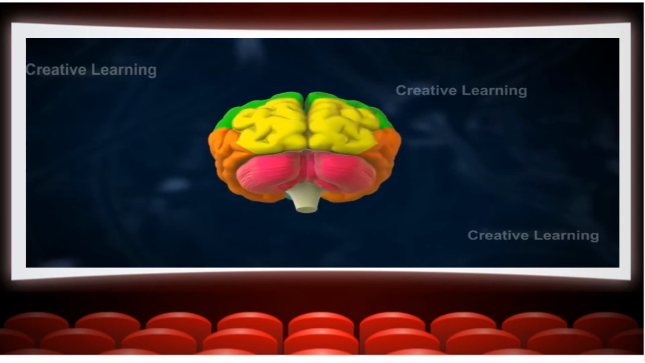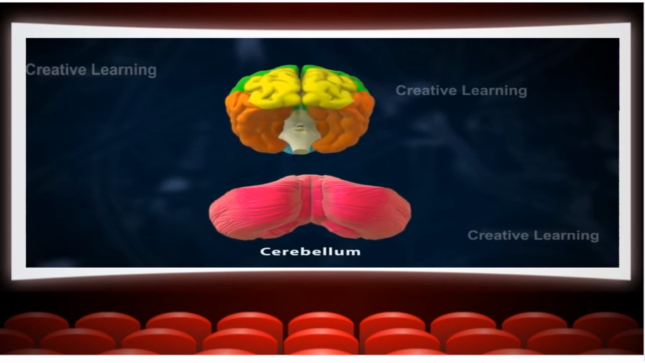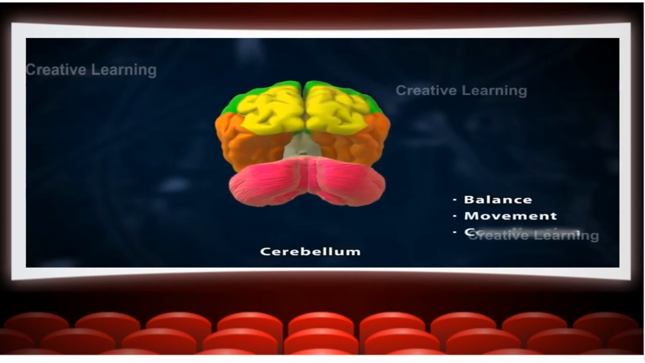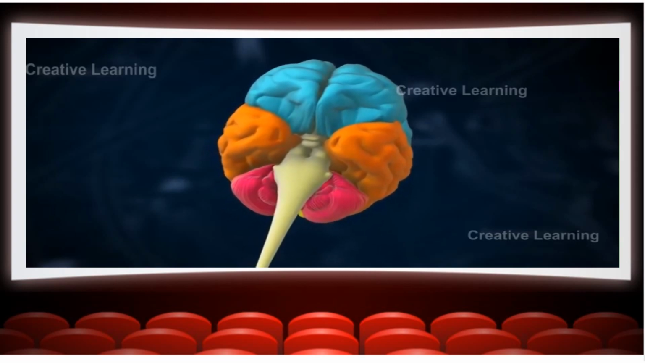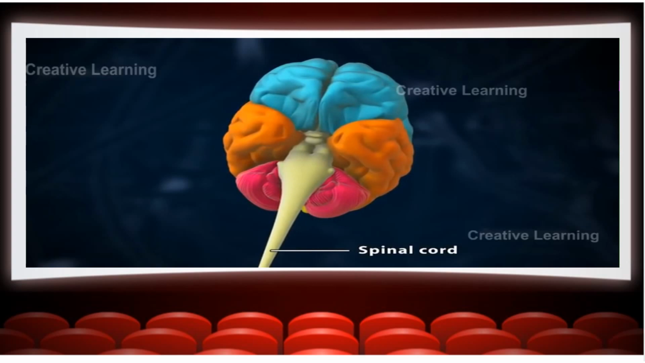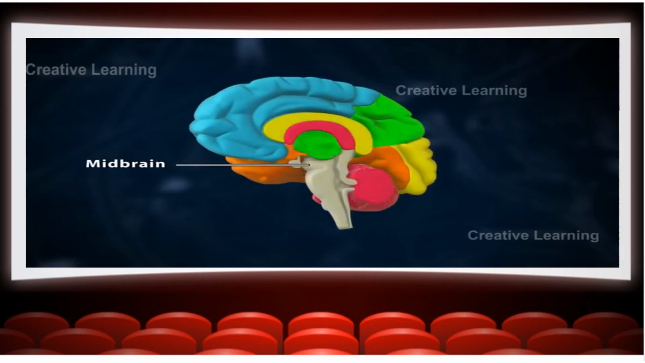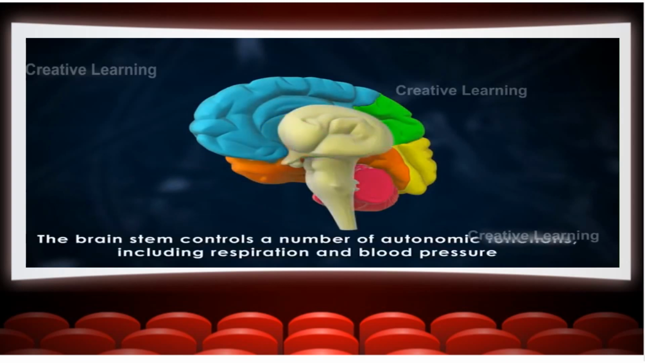The cerebellum is located in the back of the brain, just below the cerebrum. It controls balance, movement, and coordination. The brainstem is located beneath the cerebrum and in front of the cerebellum. It connects the brain with the spinal cord and is composed of the midbrain, pons, and medulla oblongata. The brainstem controls a number of autonomic functions, including respiration and blood pressure.